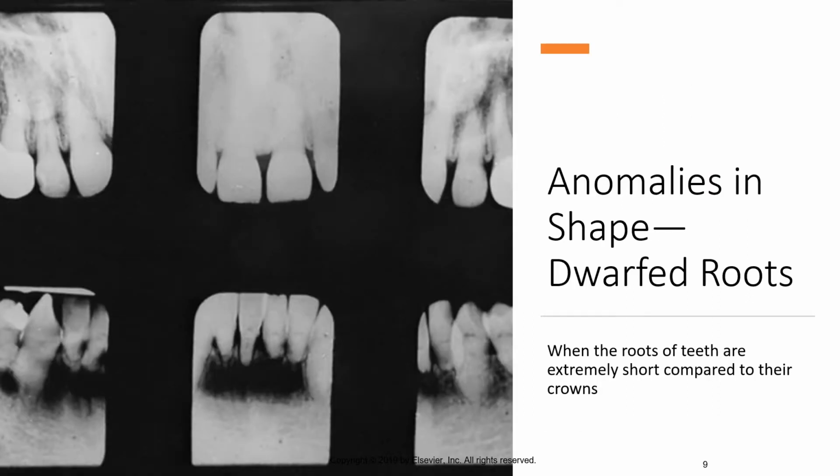All right, our next anomaly in shape are dwarfed roots, and this is when the roots of teeth are extremely short compared to their crowns. So remember, we talked about that crown-root ratio, and what we learned when we were talking about that is how important it is that the root is longer than the crown, right? So that it anchors into the alveolar bone nice and strong. So what's happening here is these teeth aren't going to be as anchored.